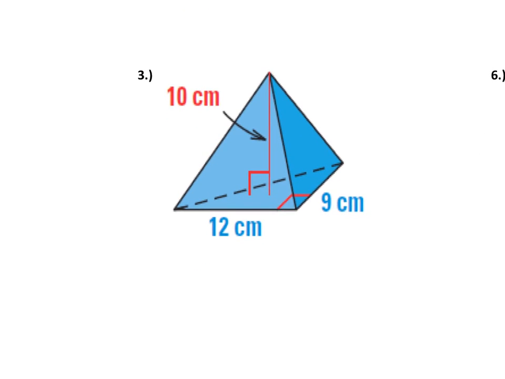Taking a look at number 3. So this one, they are giving you a triangular base. Keep in mind that for the area of a triangle, you're going to use what's attached to the 90-degree angle. This will be your base and your height, and don't forget to divide by 2 for the area of that triangle right there.